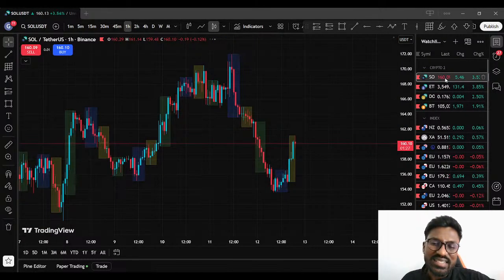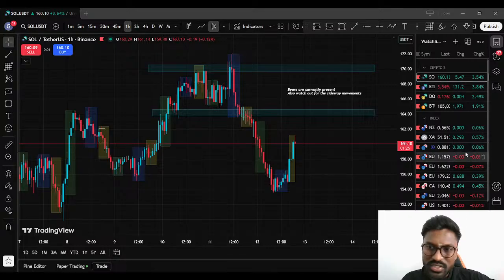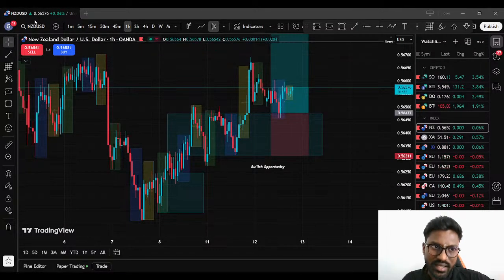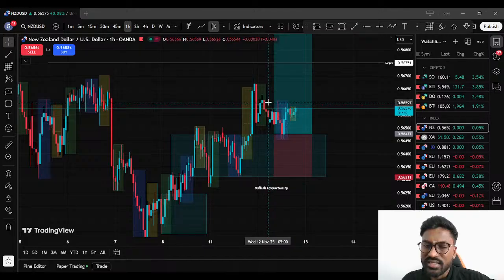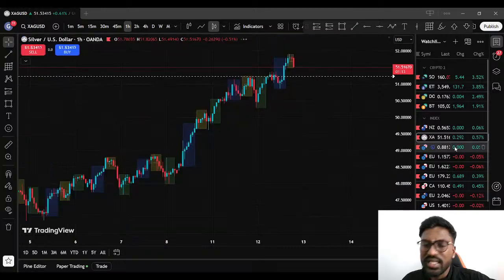Okay, so essentially crypto side, I don't have any trading opportunities for you. But on the forex side, there is NZD USD. We just have to wait for certain candles to close properly so that I can identify if we are bullish or not already.